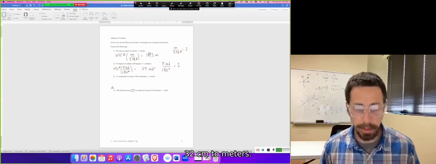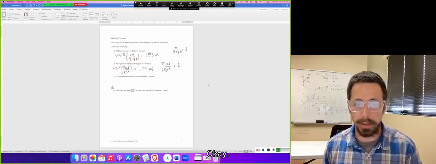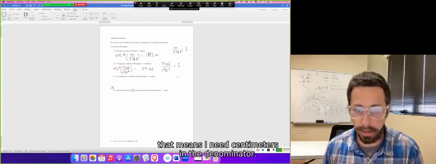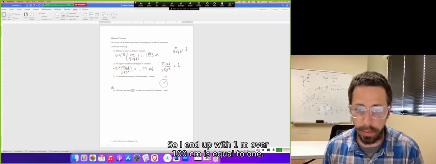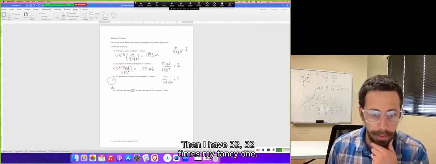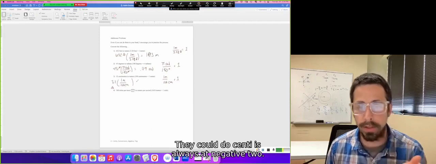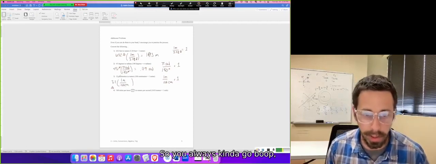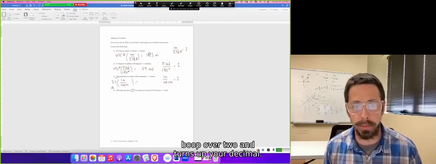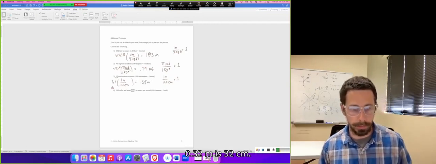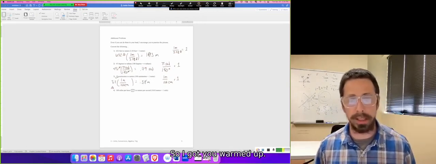32 centimeters to meters. Okay. Let's see. So centimeters to meters. That means I need centimeters in the denominator. So I end up with 1 meter over 100 centimeters is equal to 1. Then I have 32 times my fancy 1, that's my 1 meter all over 100 centimeters. The other thing you could do, centi is always at -2, so you always kind of go boop, boop over 2 in terms of your decimal. 0.32 meters is 32 centimeters. All right, there we are. So that kind of got you warmed up.